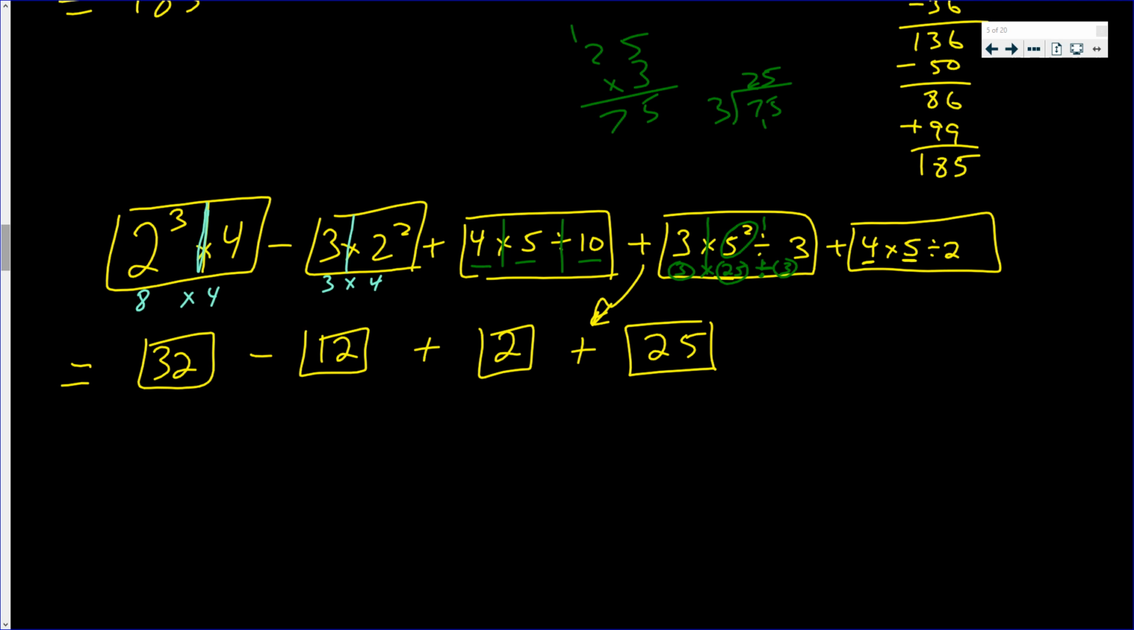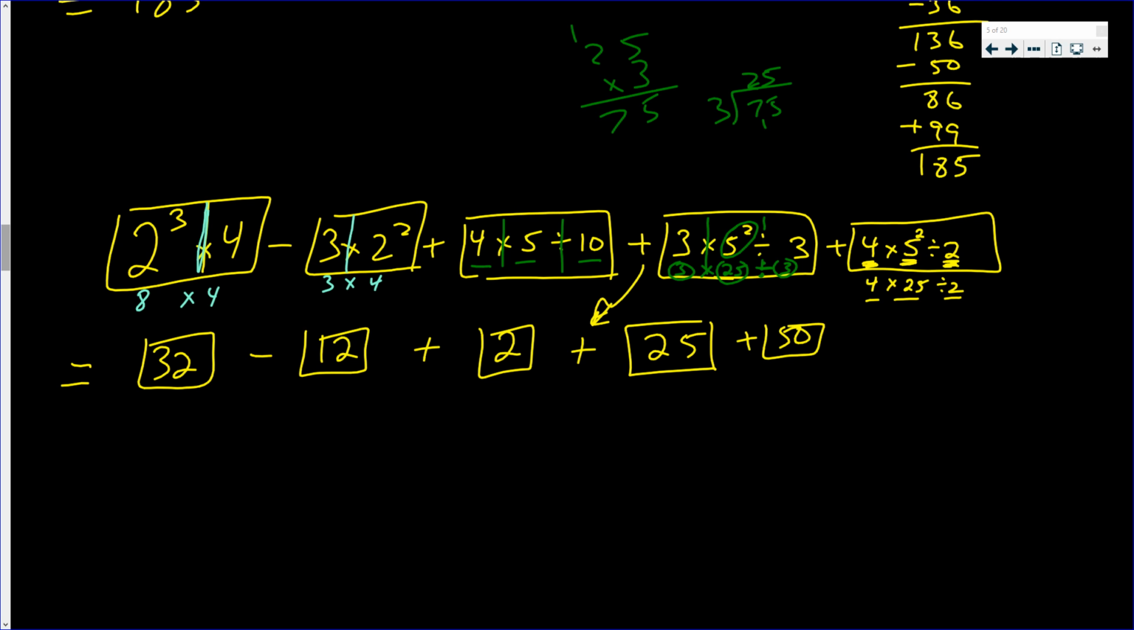4 times 5 divided by 2. There's nothing to do for the factors. I know what 4 is. I know what 5 is. I know what divided by 2 is. For example, if this were 5 squared, then it would be 4 times 25 divided by 2. 4 times 25 is 100 divided by 2. 100 divided by 2 is 50.